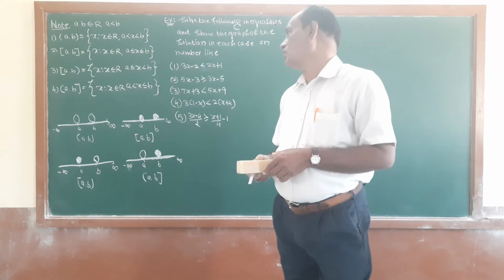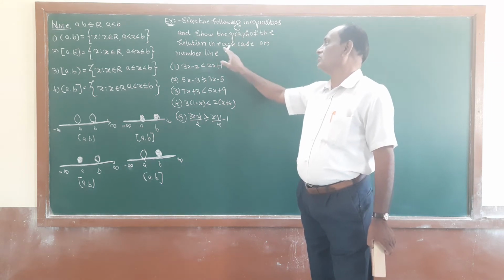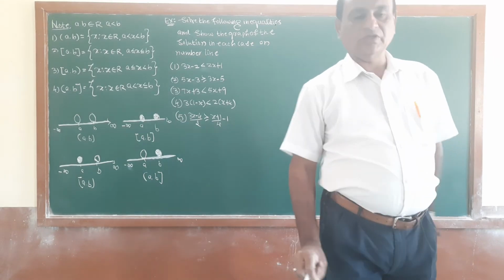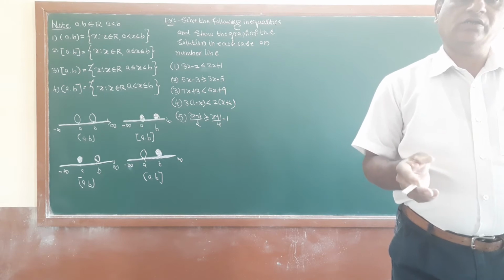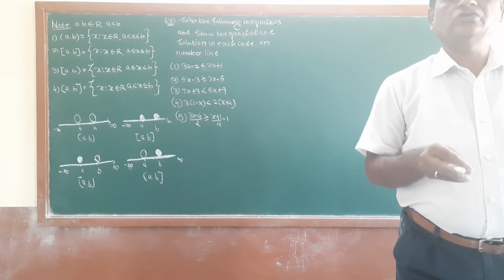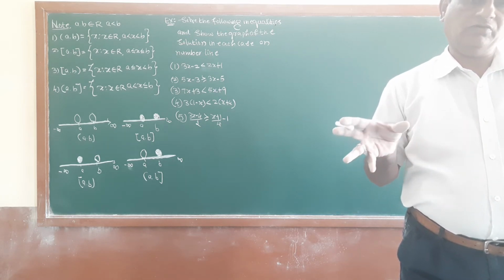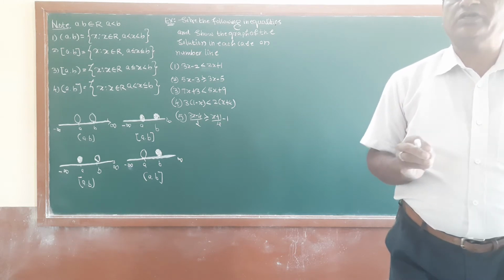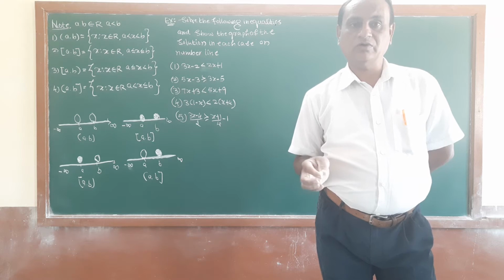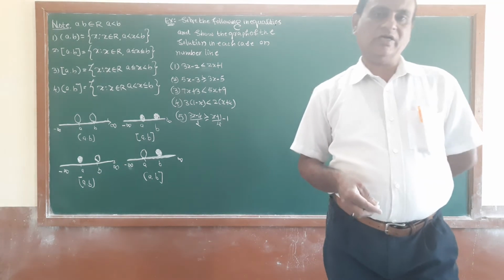Then come to the problem. Solve the following inequalities and show the graph of the solution in each case on a number line, that is, a real number line. First you have to solve the problem. X is greater than or x is less than some value, find what x values you get, and that is the solution set. Then you have to represent the solution on the real number line. Very simple. In the exam, the solution set carries 3 marks, and representing it on the real number line gets you 1 mark.